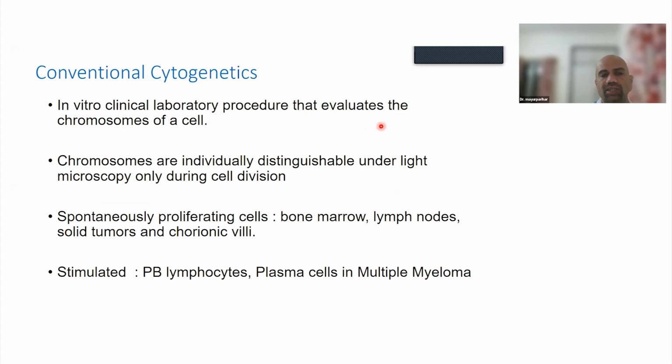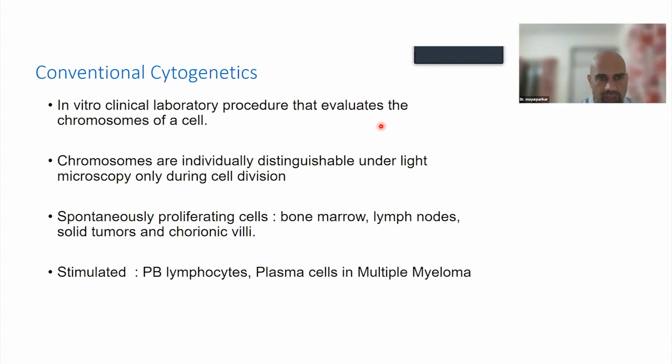So conventional cytogenetics is karyotyping. Usually, for hematological malignancies, we use bone marrow. As I said, chromosomes are visible only during metaphase, and that is why for conventional karyotyping, you need live cells. Hence the samples have to be transported immediately or as soon as possible. They shouldn't be frozen. You need fresh samples here.